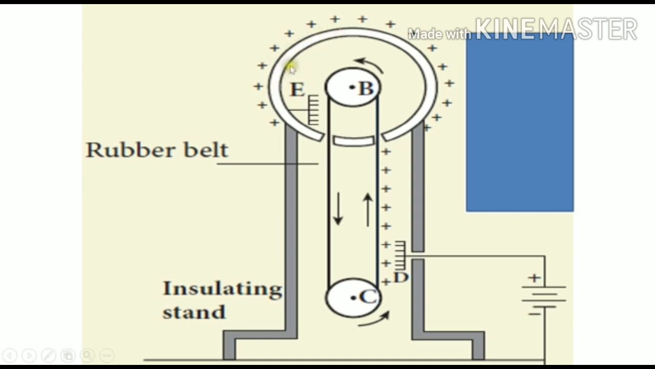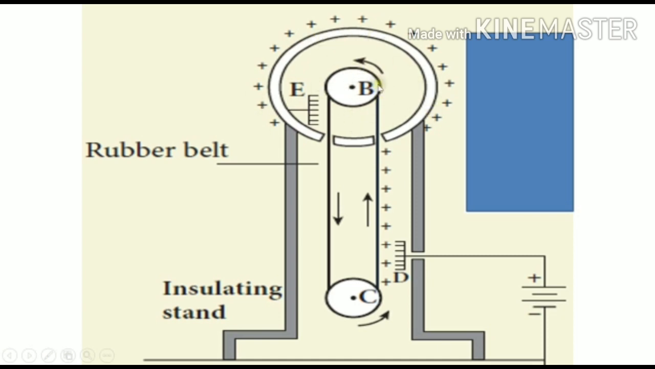The leakage of this charge can be reduced by enclosing the machine in a gas filled steel chamber at very high pressure. So this is the working of the Van de Graaff generator.